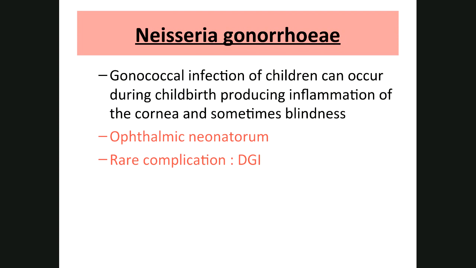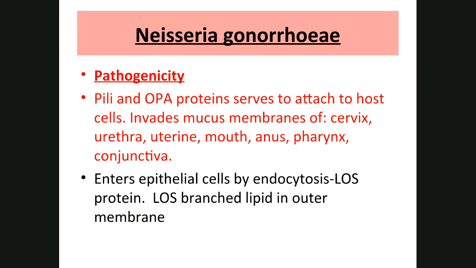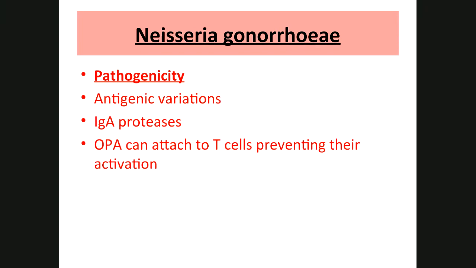A real complication of ophthalmia neonatorum could be if the organism becomes disseminated along other parts of the body, which causes DGI, disseminated gonococcal infections. Again, pathogenicity has to do with the ability of the organism to bind to the host cells, invade mucous membranes, and then from there go into deeper tissue. The organism is very good at attaching to mucous membranes. Therefore, it has some features that allow it to do that, like antigenic variation.